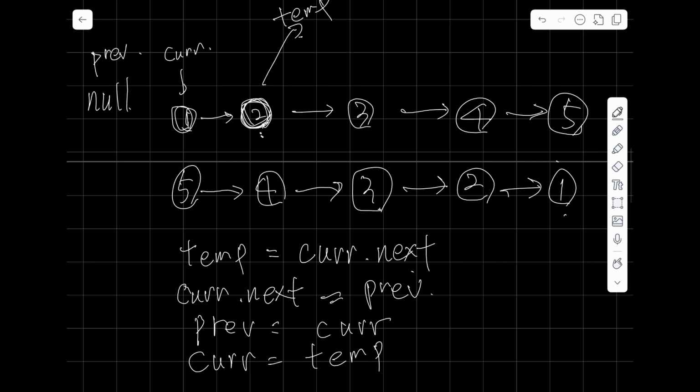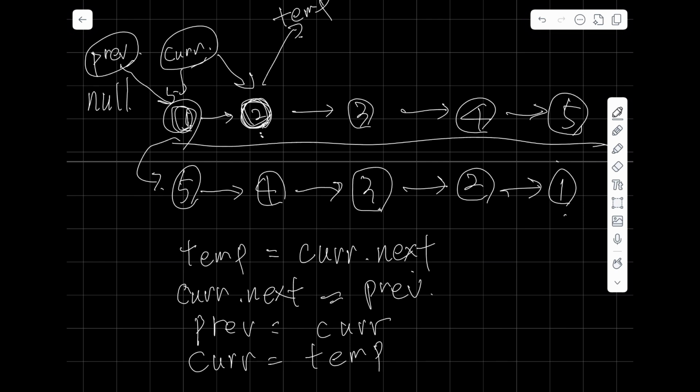As a result, we are going to move each pointer one step further. So the current node will indicate this one, and the previous node will indicate this one. Then the same iteration goes again and again, so that eventually we are going to make this linked list into this linked list. So let's start the coding.